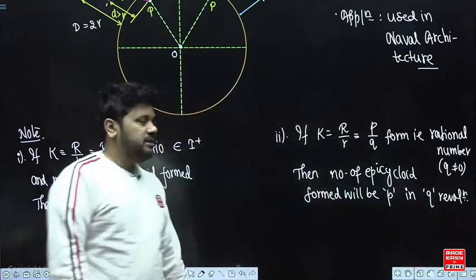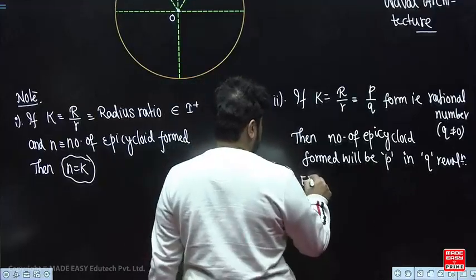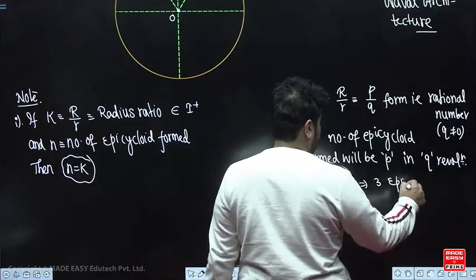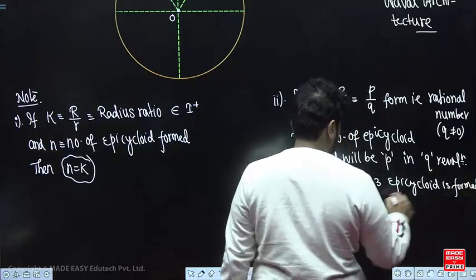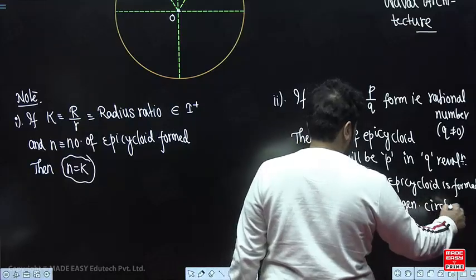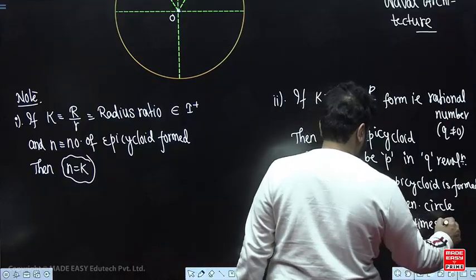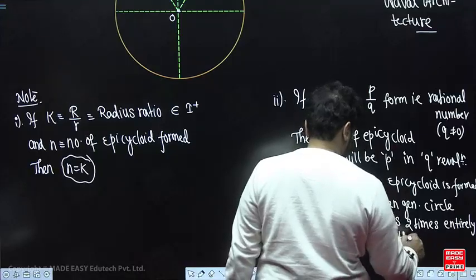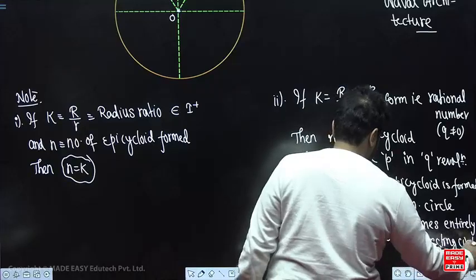What does that mean? So it means that number of epicycloid that will, suppose for example if k is equal to 3/2, it means that 3 epicycloid will be formed when generating circle rolls 2 times entirely on the directing circle. तो ऐसे चीज पूछेगा नहीं आपसे, लेकिन ये एडिशनल इंफॉर्मेशन है, राइट.